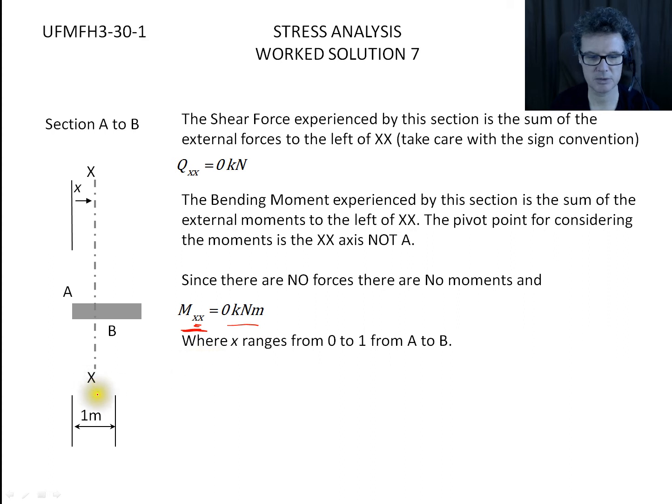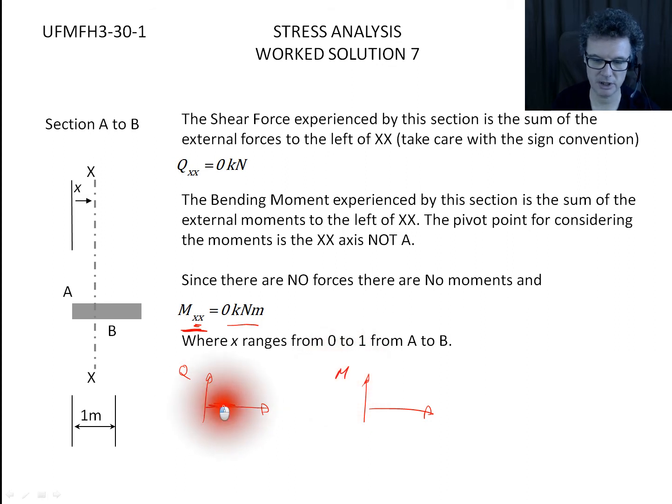So that sorts out my plot for both Q and M, and if I was doing this in an exam, I could start plotting them away now. I could start going, well, my Q is going to be like this. For the first meter, I'm going to get 0.